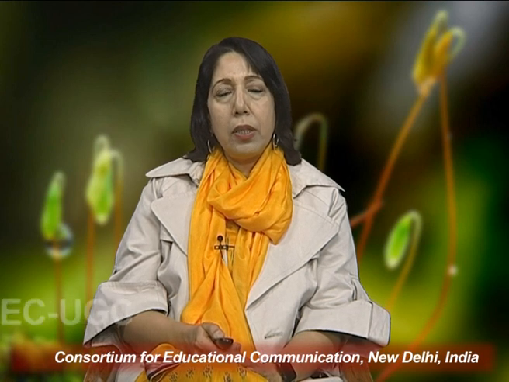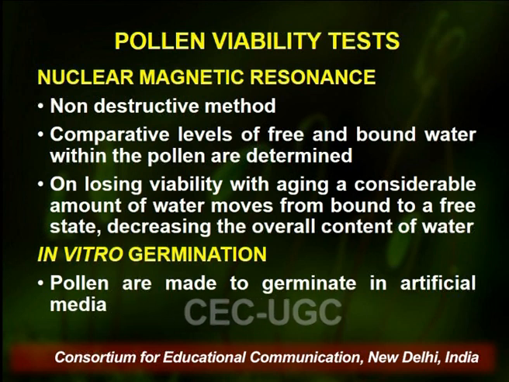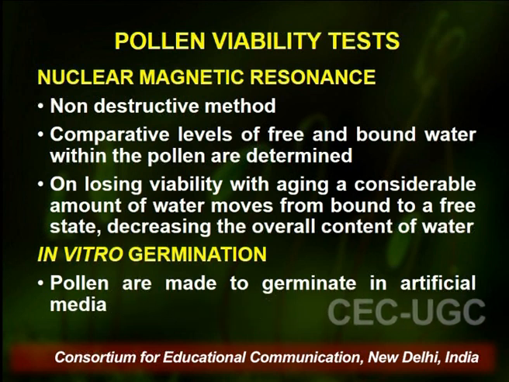So this is a slide which shows pollen grains which are stained with TTC. This arrowhead is showing a viable pollen which is bright red in color. Then there is the nuclear magnetic resonance test.